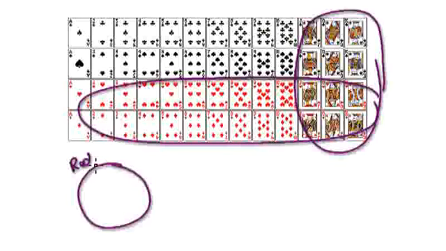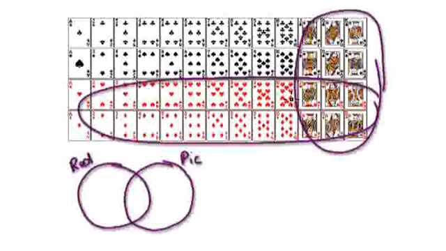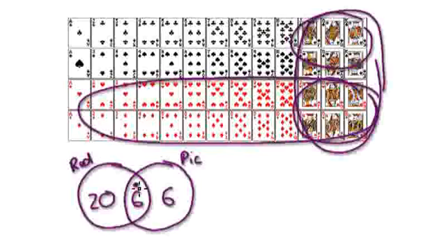So this could represent red, and then this will represent picture card. Well, red. I know that there are 26 red cards, but 6 are both red and picture, so that leaves 20 over here. If you look at the picture cards, you've got 6 red and 6 non-red. The 6 reds are in here, 6 non-reds are in here. So this will be your Venn diagram.